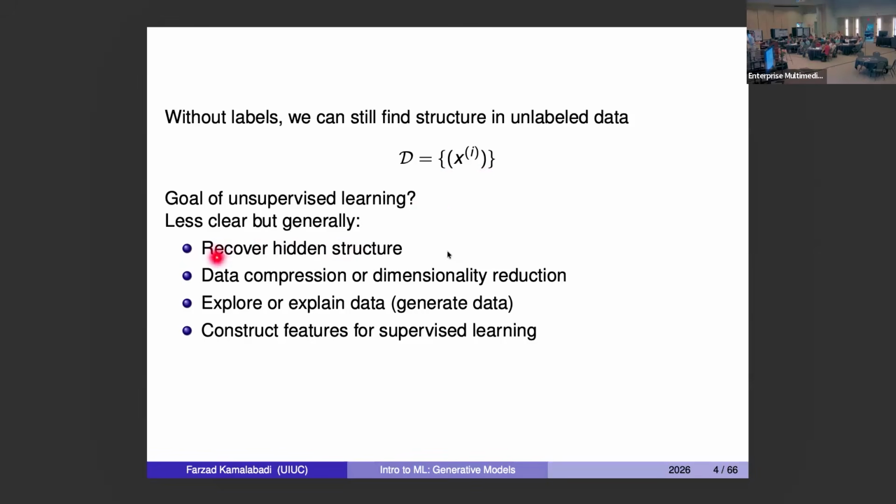So what are the goals of this unsupervised learning? It is to recover hidden structure. And I'll talk a little bit more about that because we have to specify what we mean by structure. Structure is just a catch-all word, right? Of course, as I mentioned already, these are used for data compression or dimensionality reduction.